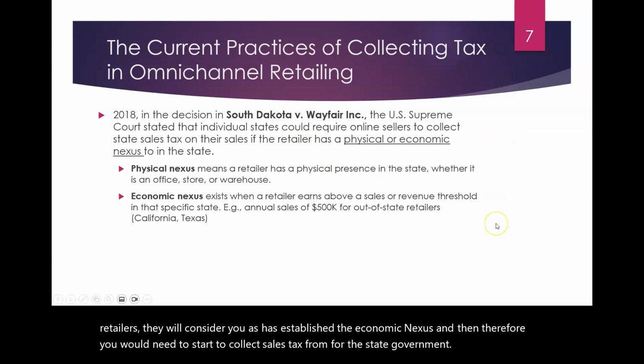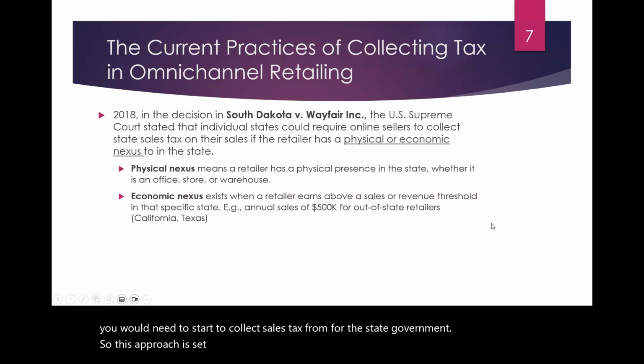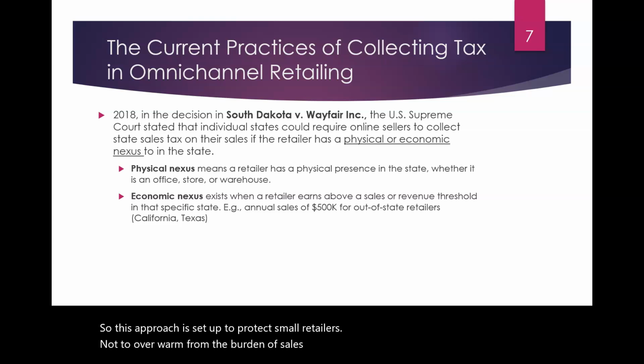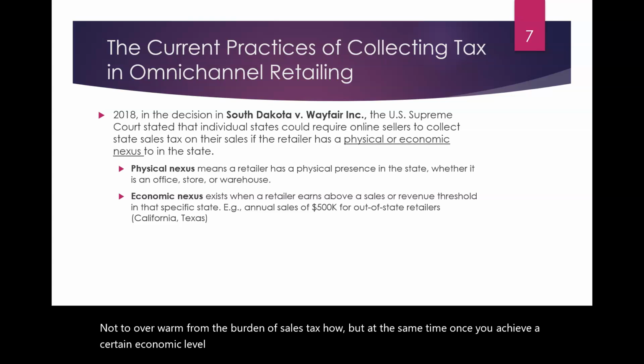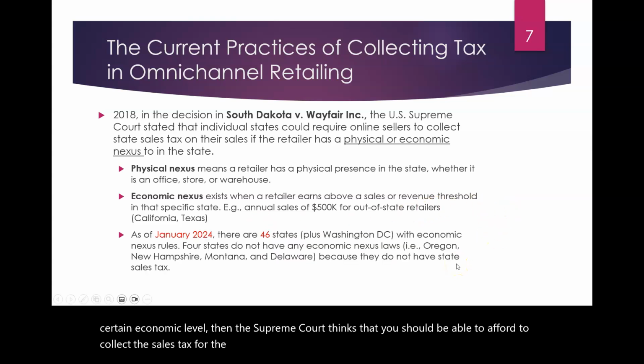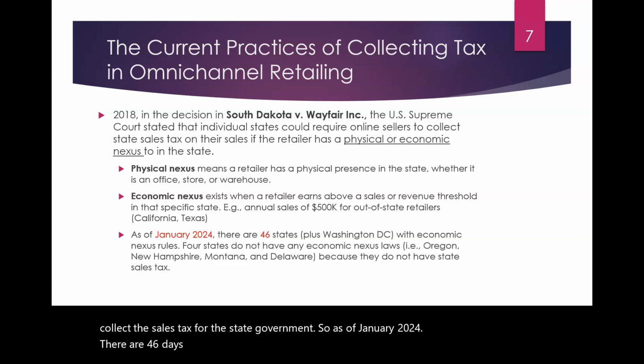So this approach is set up to protect small retailers not to overwhelm from the burden of a sales tax. But at the same time, once you achieve a certain economic level, then the Supreme Court thinks that you should be able to afford to collect the sales tax for the state government. So as of January 2024, there are 46 states plus Washington, D.C. that has the economic nexus rules.